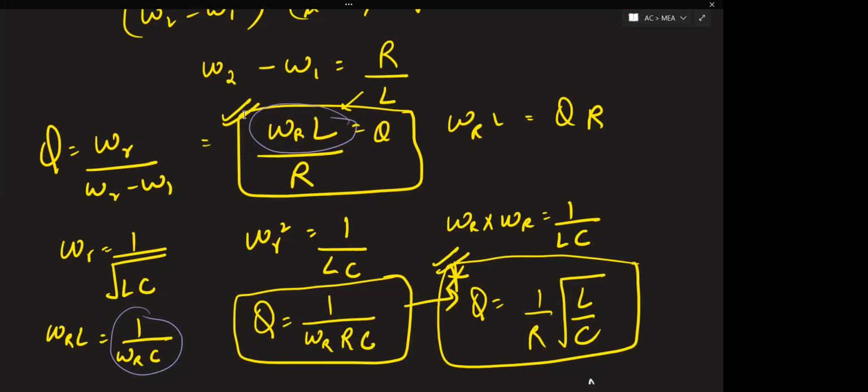Text me done once you complete it till here. Q is equal to 1 by R under root L by C. Then one formula-based numerical we'll do.